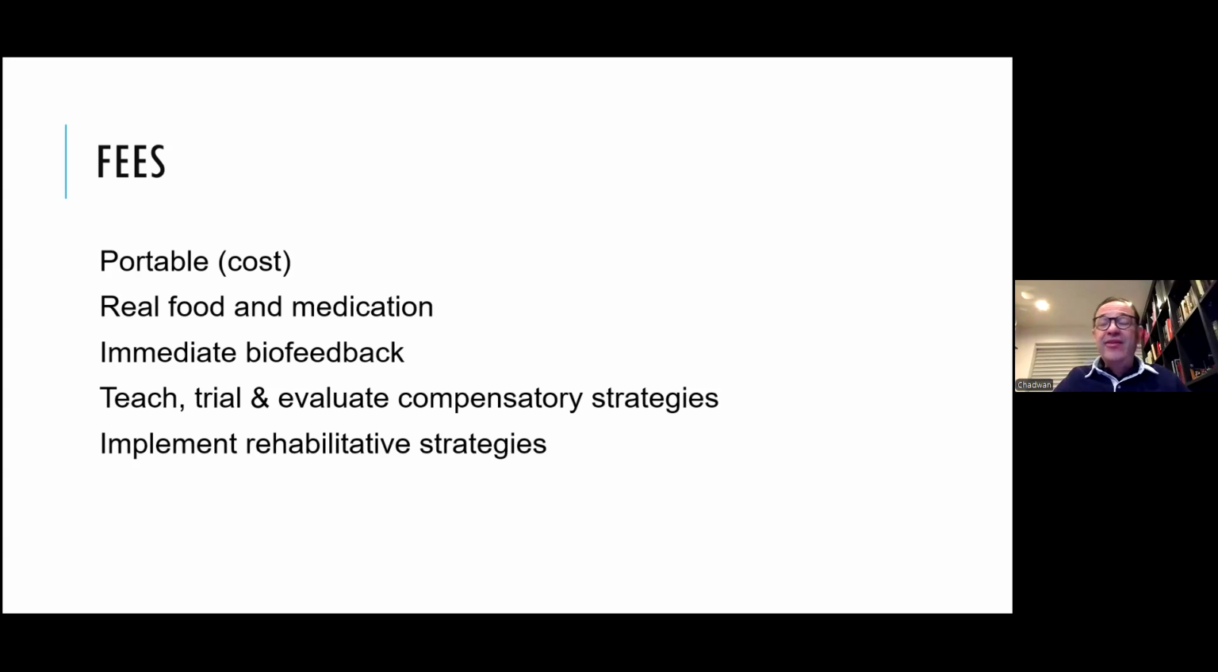You can teach the patient various different compensatory strategies. So you can test if a head turn can make a difference, if a chin tuck can make a difference. And if you're going to have some rehabilitation strategies, it is good to show the effect of these to the patient and teach them how to do it properly.